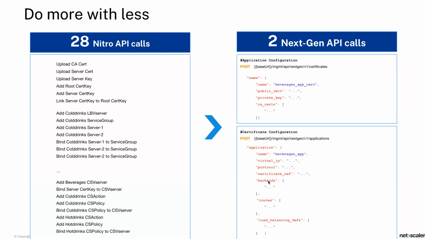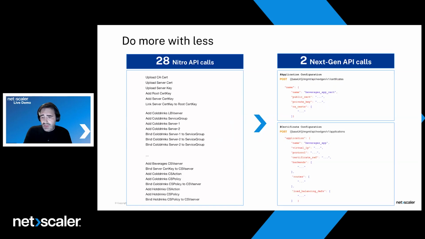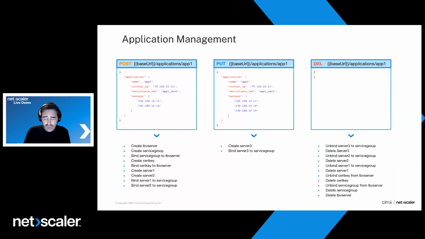You can understand that even if you are adding additional content switching policies or actions or additional members or additional LB vservers, this can exponentially increase to tens of different Nitro API calls, while with the next generation API, you will continue sending only 2 requests because you are configuring a single application and a single certificate. Again, this is something that we are going to cover during the demo.